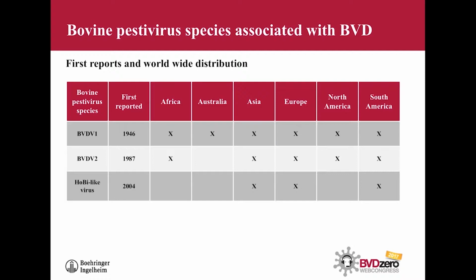To date, these 3 species are not equally spread around the world. BVD1 seems to be found in all continents except Antarctica. BVD2 is nearly as widespread, but thus far has not been isolated in Australia. And Hobi-like viruses seem to have the most restricted geographic distribution, being found in Asia, Europe, and South America at this point in time.